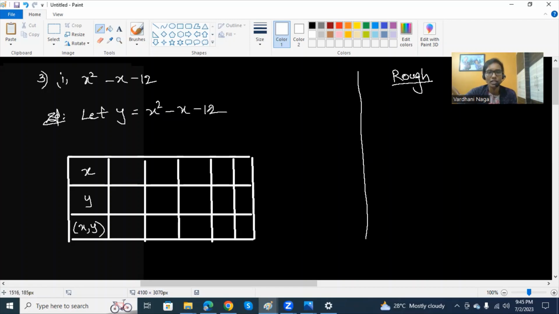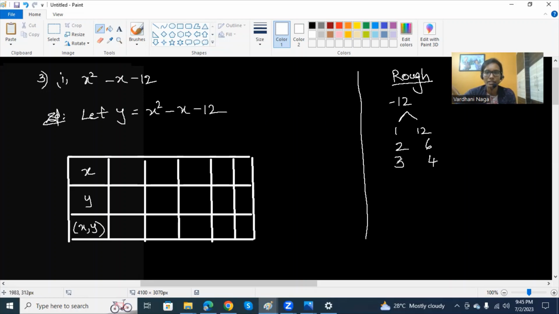So in a monic quadratic polynomial, roughly you can calculate the factors of this polynomial. How? The constant is minus 12. So factors are 1 and 12, 2 and 6, 3 and 4. So if you add or subtract, you need to get minus 1, I mean the middle term.